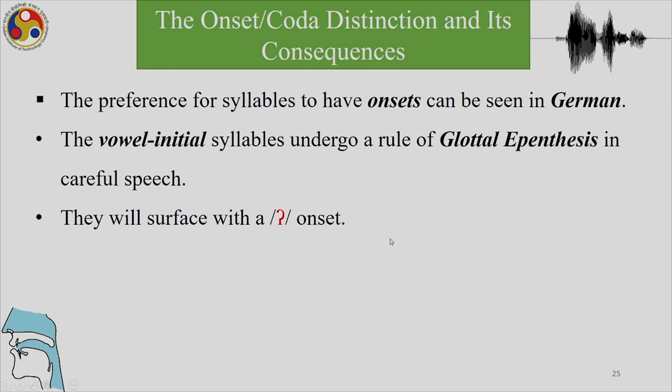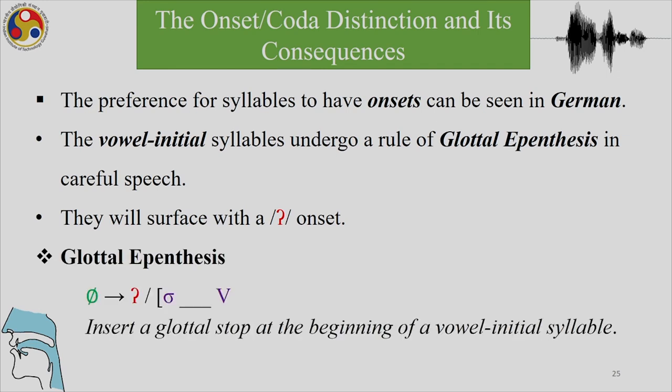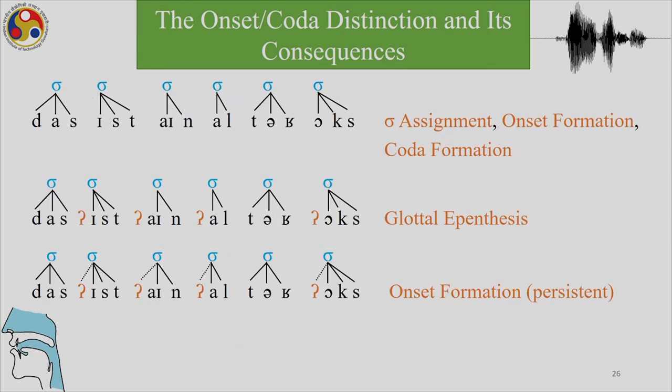And that is often seen in languages: epenthesis, as we just discussed, is one of the ways to repair a syllable which does not have an onset. So, one of those preferred consonants is the glottal stop. And glottal epenthesis is found often in languages, where before a vowel a glottal stop is inserted as the onset of a syllable.